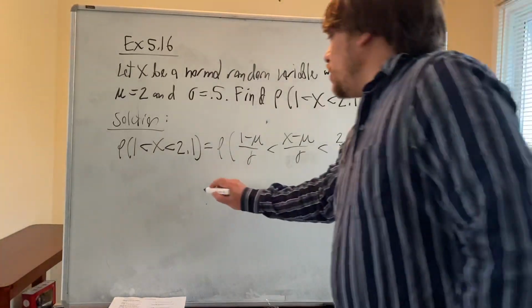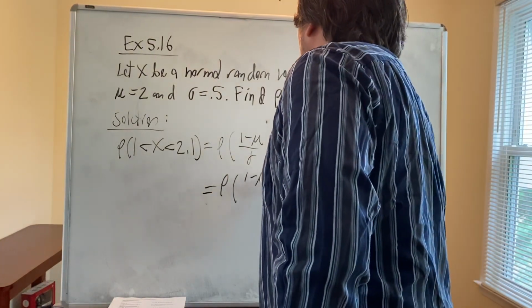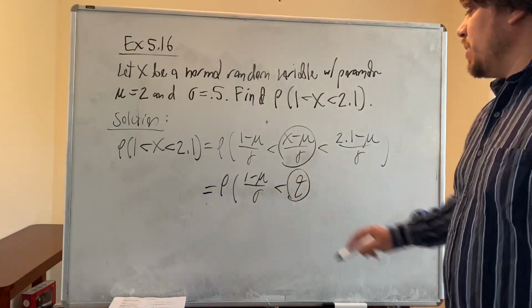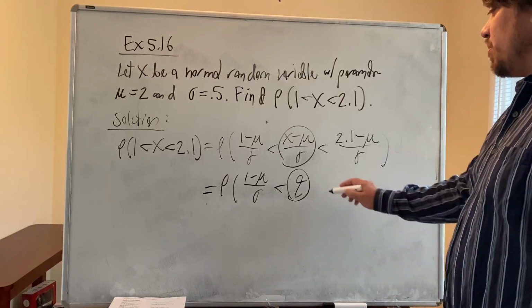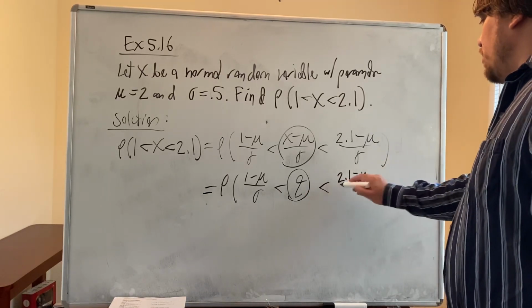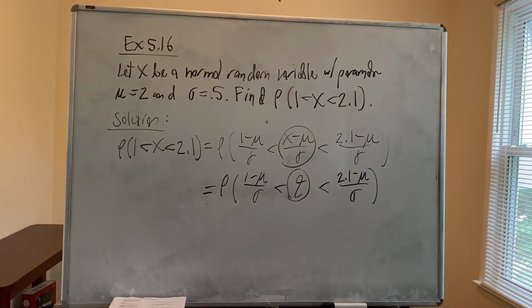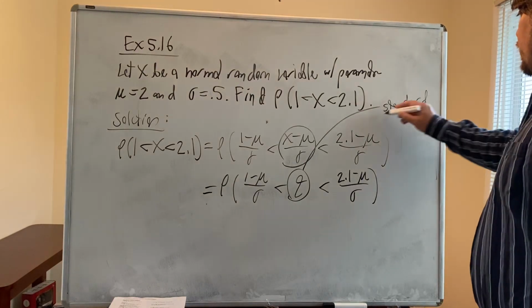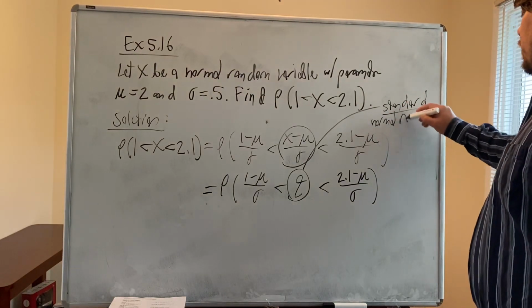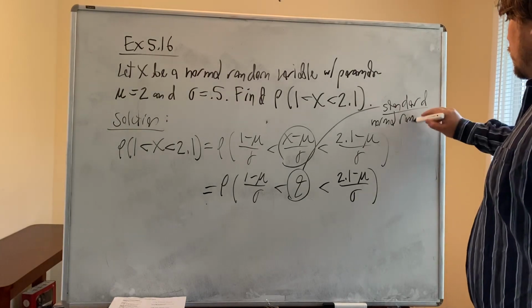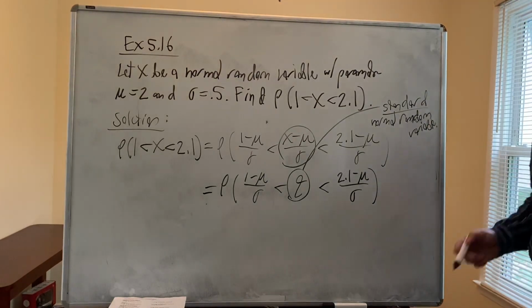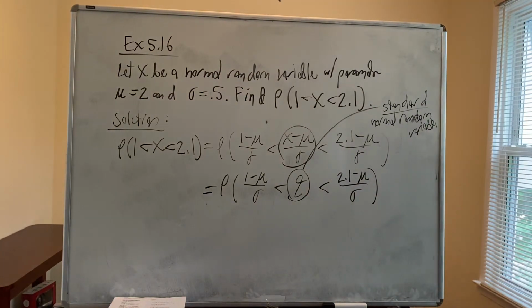Okay, and so that's equal to the probability that (1 minus mu) over sigma is less than Z, where Z is equal to (X minus mu) over sigma, and Z is a standard normal random variable, and that's less than (2.1 minus mu) over sigma. So Z here is a standard normal random variable. We add the word standard now, because it's of the form (X minus mu) over sigma, where X is a normal random variable.